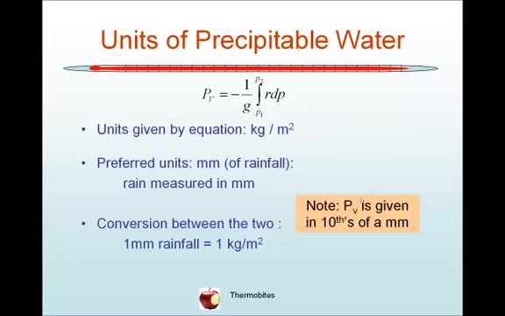The units are given by the equation as kilograms per meter squared, but the preferred units of rainfall are millimeters. Rain is measured in millimeters. And the conversion between the two is that 1 millimeter of rainfall is equal to 1 kilogram per meter squared. But note, typically, we're given the value of precipitable water in tenths of a millimeter.